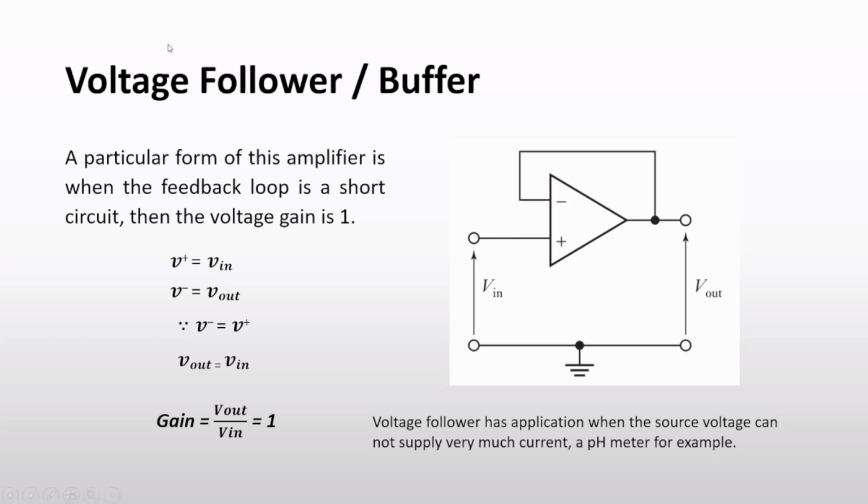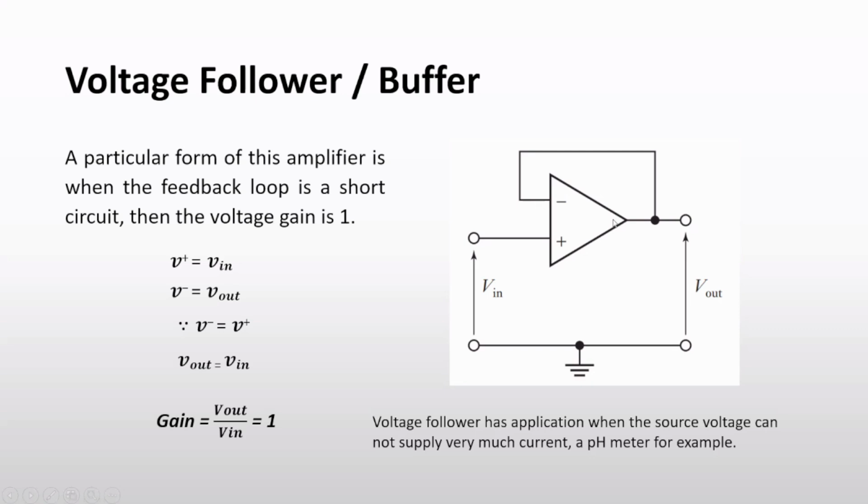And normally, how can we design a voltage follower using an op amp? Here you can see the op amp, and V in is given to the positive terminal, that means the non-inverting terminal, and V out we get from the output terminal. But in this case, the output is short circuited with the inverting input.